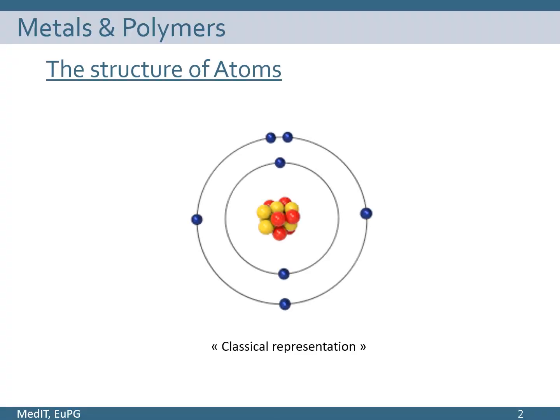So, you are all familiar with this classical representation of an atom. This model was first presented by Lord Rutherford in 1911, so more than 100 years ago. In this model of an atom, the atom is made of a nucleus, and you have electrons that orbit around it. So we now know that a nucleus is also made of neutrons and protons.